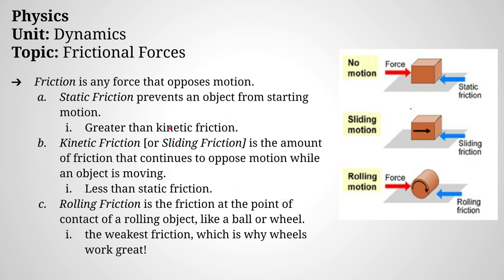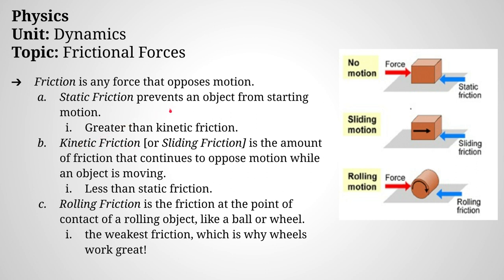I don't know if it's actually all the time. I think there may be some cases where kinetic friction is greater. But for our class, static friction, the friction that stops something from even unsticking from, let's say, the floor, is always going to be greater than kinetic friction. So then what the heck is kinetic friction?